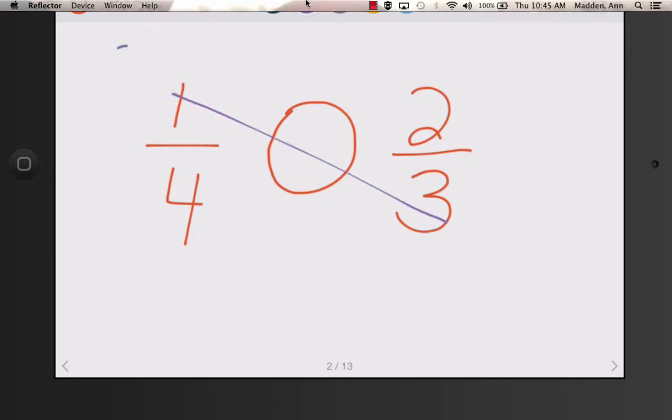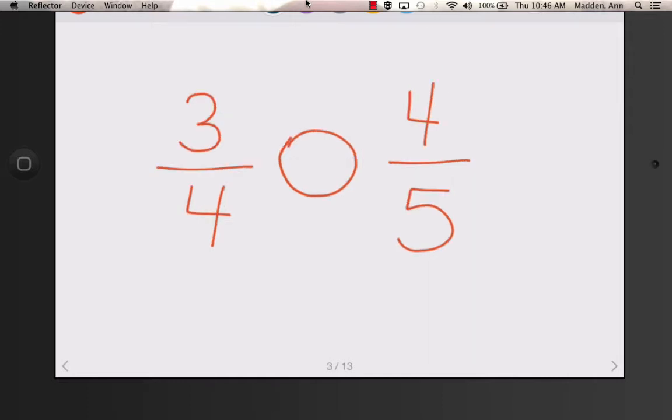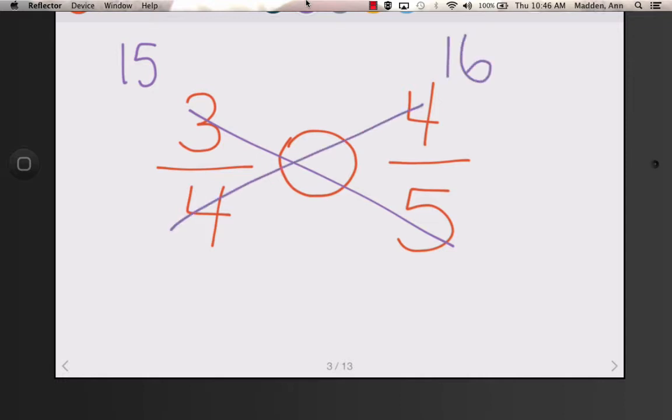3 times 1 is 3. 4 times 2 is 8. Therefore, 1/4 would be less than 2/3. Now 3/4 and 4/5. 5 times 3 is 15. 4 times 4 is 16. 3/4 is less than 4/5.